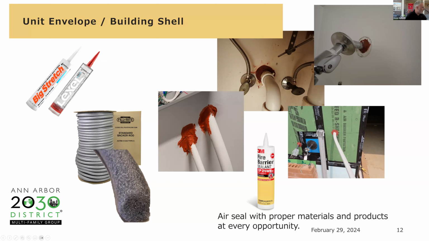Fire caulk or fire barrier sealant is a bit more expensive than caulk. So if you don't have to use it, like here on the plumbing, they didn't have to use fire caulk there. They could have used regular caulk, and it would have been a little less expensive.